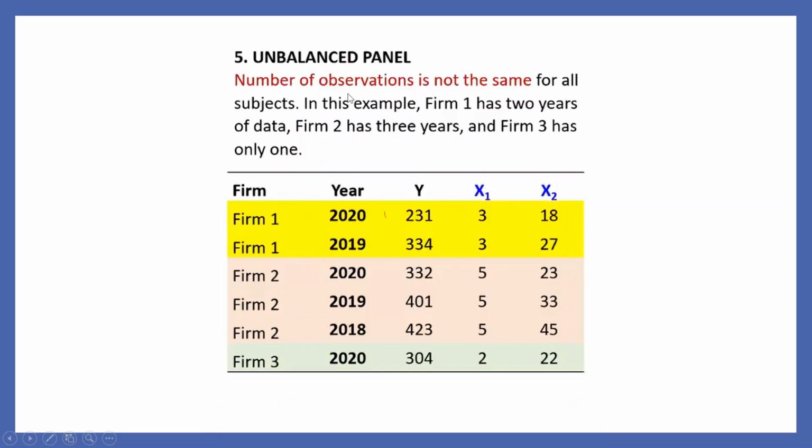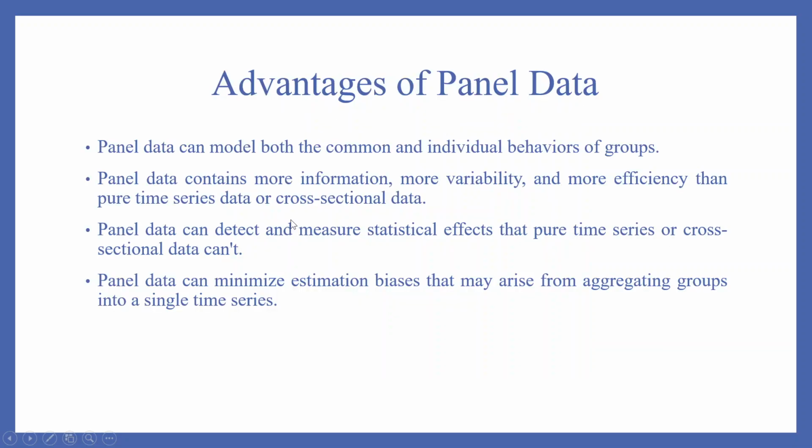Unbalanced panel. Number of observations is not the same for all subjects. In this example, firm 1 has 2 years, firm 2 has 3 years. So this is unbalanced panel.